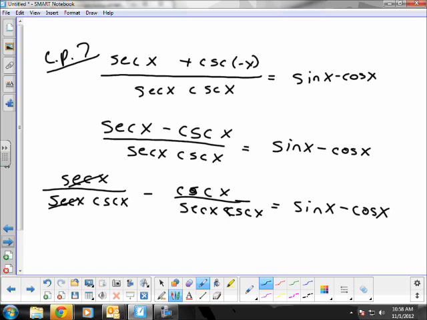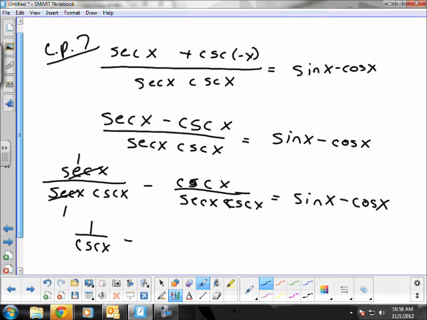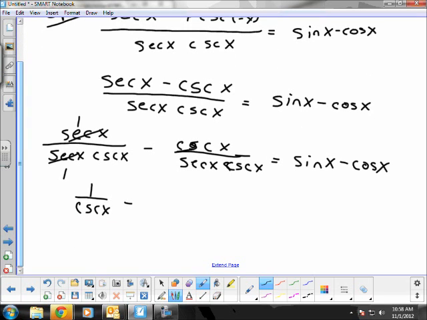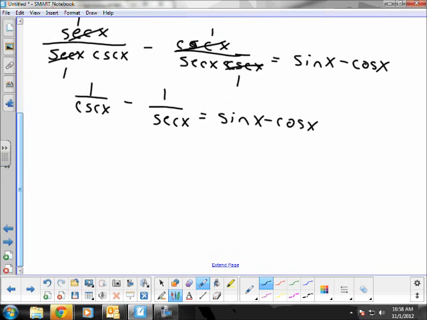The secants cancel out in the first one to 1, so I get 1 over the cosecant of x minus. What happens in the next one? Cosecants reduce out to 1, so I get 1 over the secant of x. One over the cosecant is the sine of x, and 1 over the secant is the cosine of x.